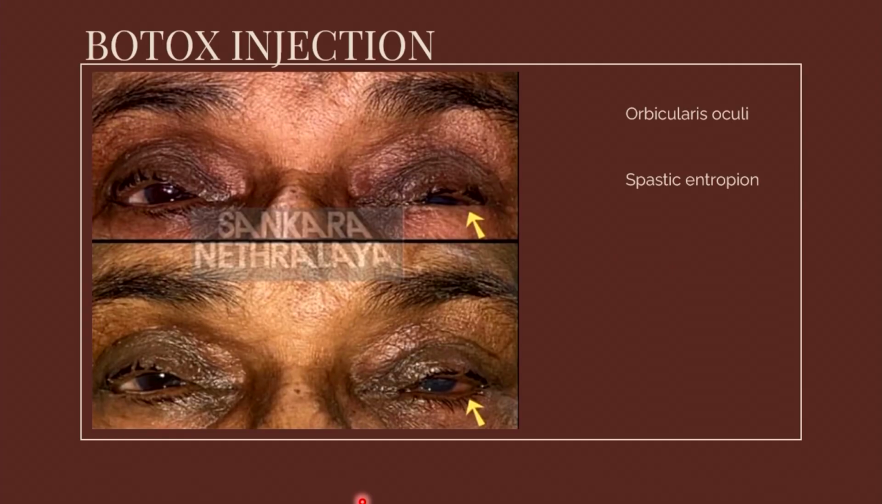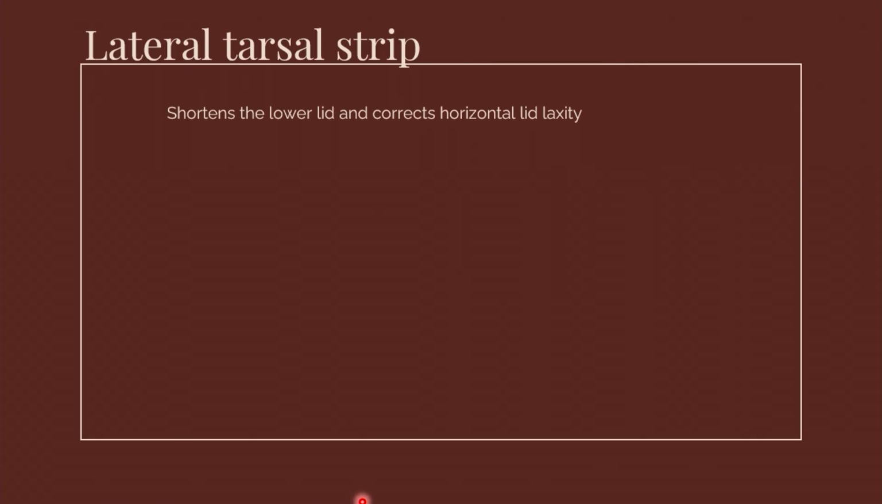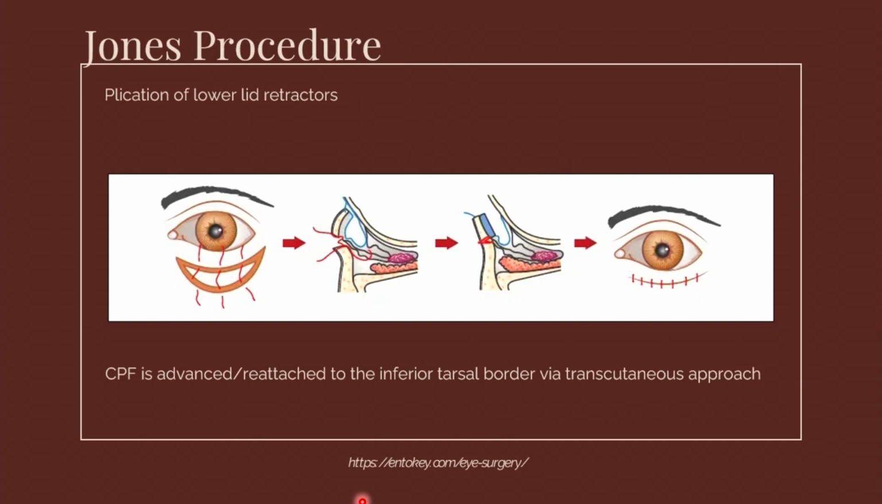Botox injections can be given subcutaneously around the area of the orbicularis oculi, and they cause relaxation of the muscle, which can basically cause eversion of the lid. Next, coming to the lateral tarsal strip. Okay, we'll play the video for this, but we've already discussed about the laxity part of it. So, yeah, assessment of the horizontal laxity. Next, moving to the Jones procedure, it is the application of the lower lid retractors, as we have discussed earlier.